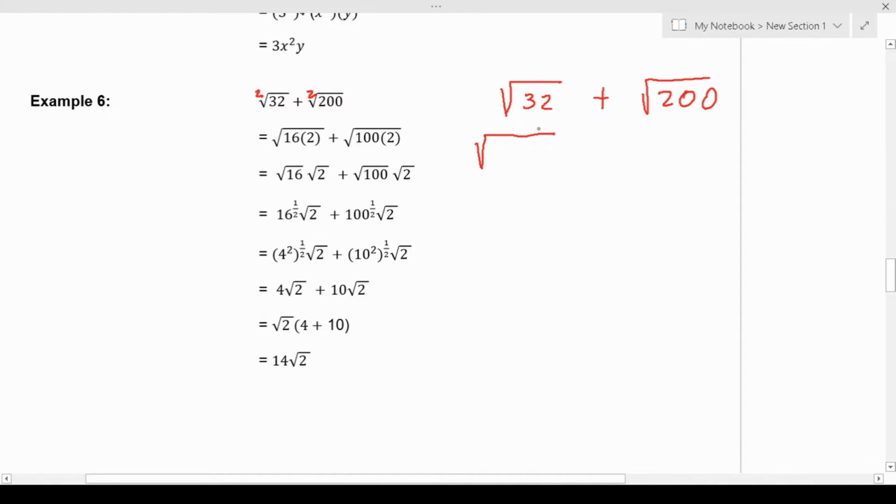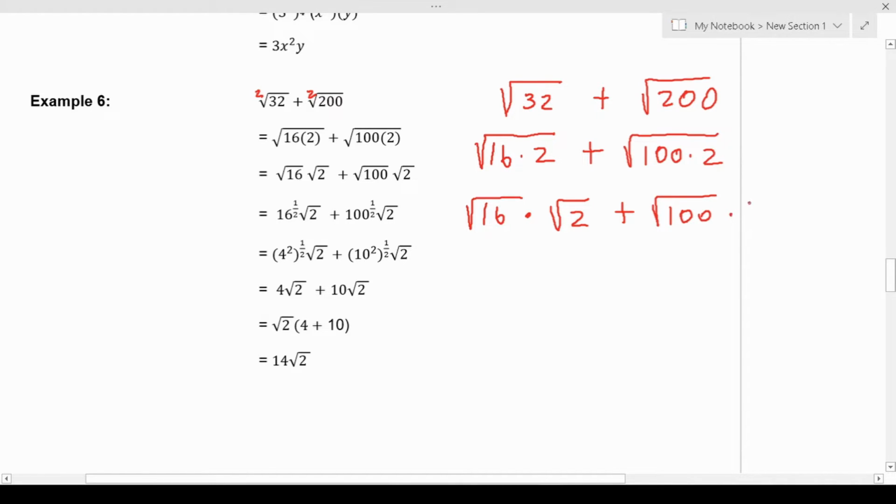All right, so let's try to use the first law of radicals to simplify this. And that is, I'm going to rewrite 32 as 16 times 2. And then I'm going to rewrite 200 as 100 times 2. According to that first law of radicals, I can now break these apart. So this becomes the square root of 16 times the square root of 2 plus the square root of 100 times the square root of 2. Of course, we should realize that the square root of 16 is 4. So this is 4 square root 2.